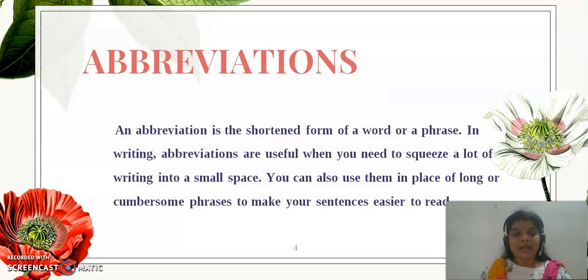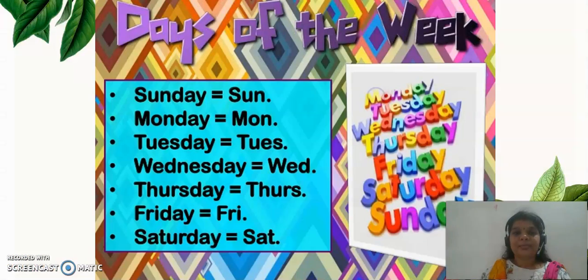Abbreviations. An abbreviation is the shortened form of a word or phrase. In writing, abbreviations are useful when you need to squeeze a lot of writing into a small space. So a lot of things can be written in a very small space. Abbreviation helps us to achieve that end. You can also use them in place of long, cumbersome phrases to make your sentences easier to read.